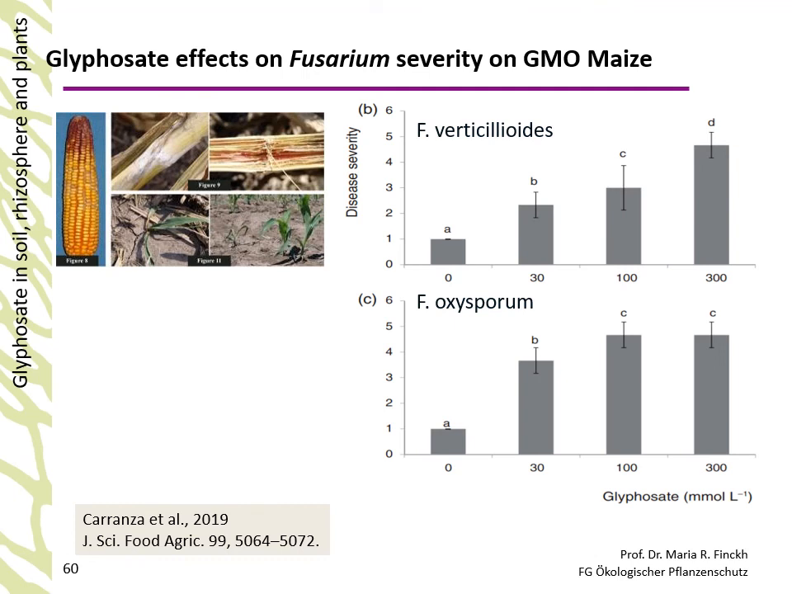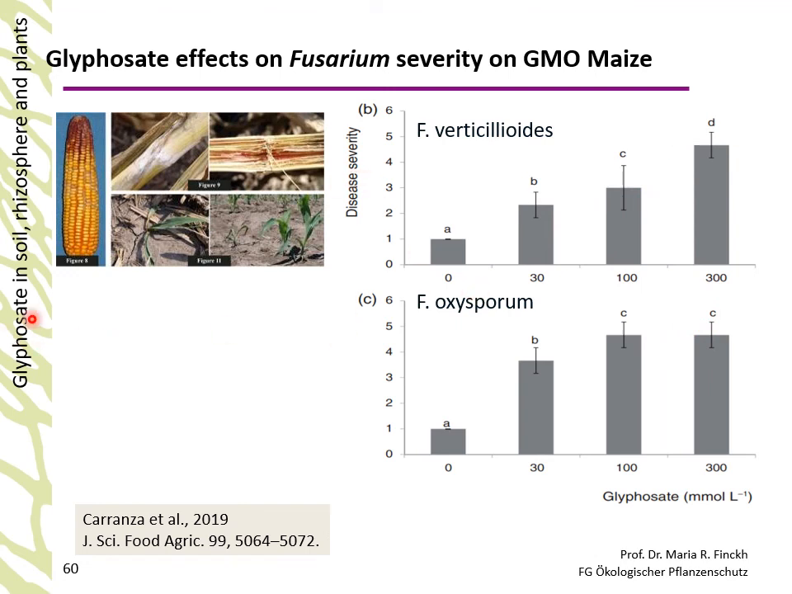Glyphosate effects on Fusarium severity on GMO maize here. So here's the glyphosate application between 0 and 300 micromoles per liter. I cannot translate that into the glyphosate dosage. Sorry, I have not done my homework for that. But you can see two pathogens, Fusarium verticillioides and Fusarium oxysporum. And you see with increasing glyphosate use, there's an increase of disease severity.